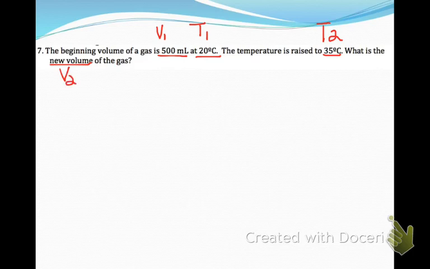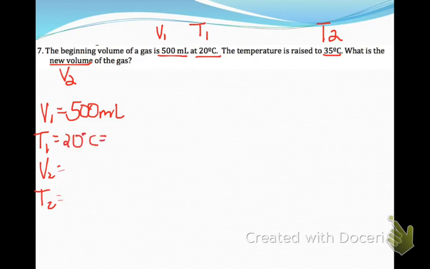Whenever you're doing word problems, or any of these problems, you're going to write out what all of your variables are. So V1, T1, V2, then T2. Get used to this, because you're going to be doing this a lot. Your V1 is 500 milliliters. Your T1 is 20 degrees Celsius, but don't forget, we need to convert this over to Kelvin. You can just add 273 to this. This is 293 Kelvin, because Kelvin is equal to 273 plus whatever your degrees Celsius is. So 273 plus 20 gave me 293.